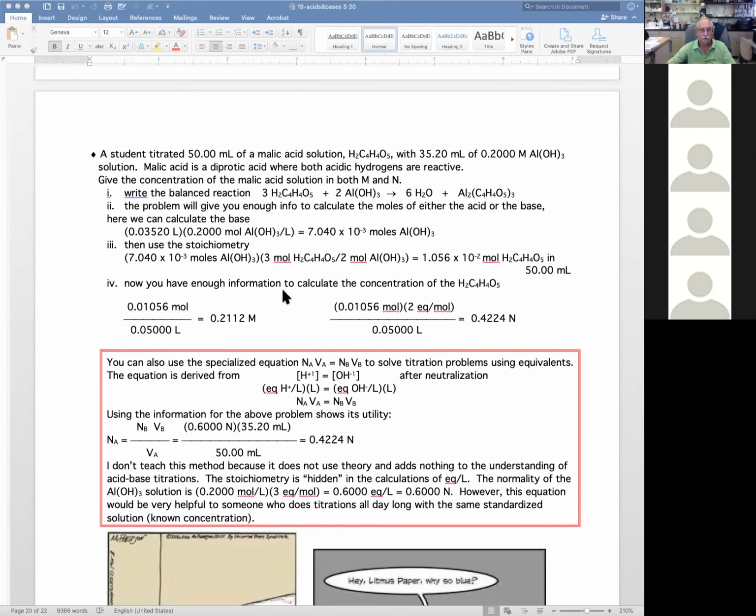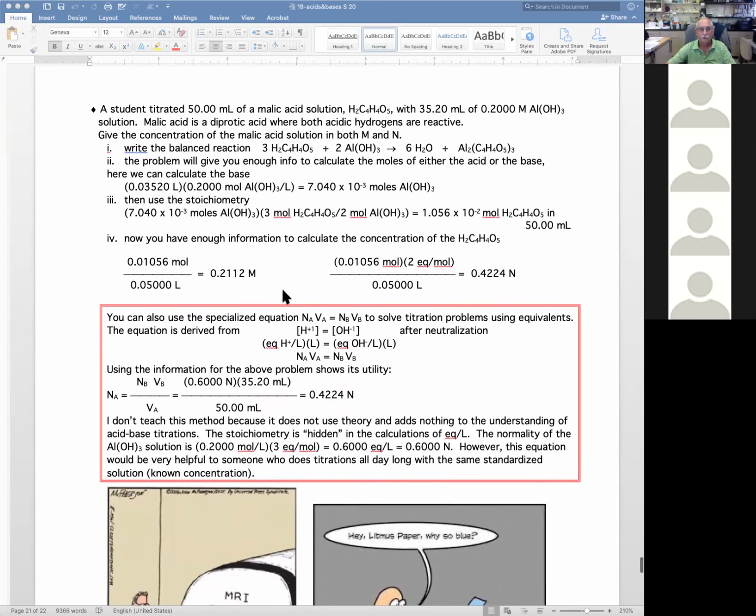So I gave another one. We could do that. So a student titrated 50 milliliters of a malic acid solution with 35 milliliters of 0.2 molar aluminum hydroxide solution. Give the concentrations in both moles per liter and equivalents per liter.